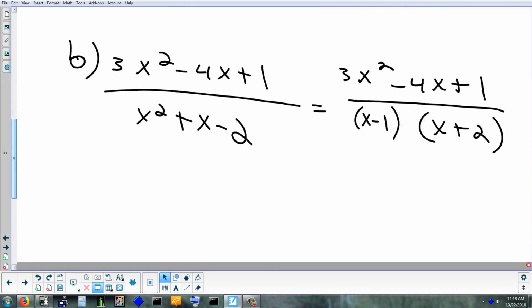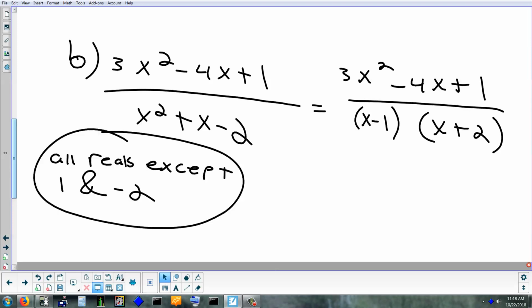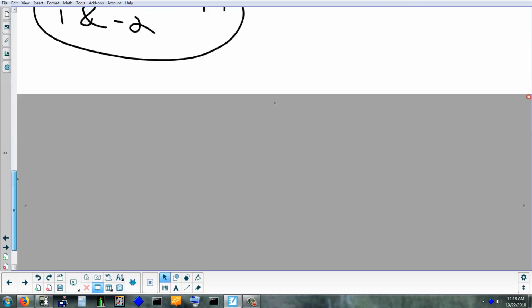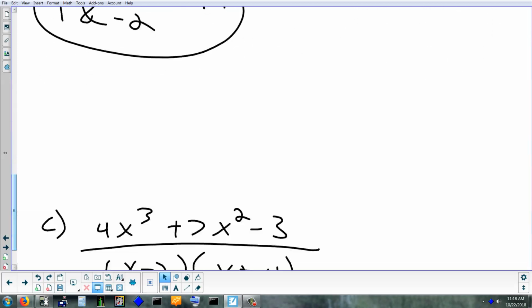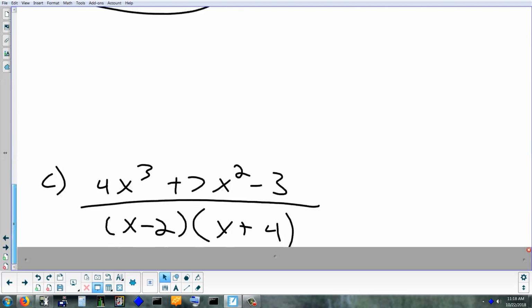What's the domain in example B? Yep, Kaya. All reals except for 1 and -2. Yep, so all reals except 1 and -2. Okay, so that's the trick there. You got to factor. And C, C is actually a little easier than B. It's the same kind of problem, but it's already factored.